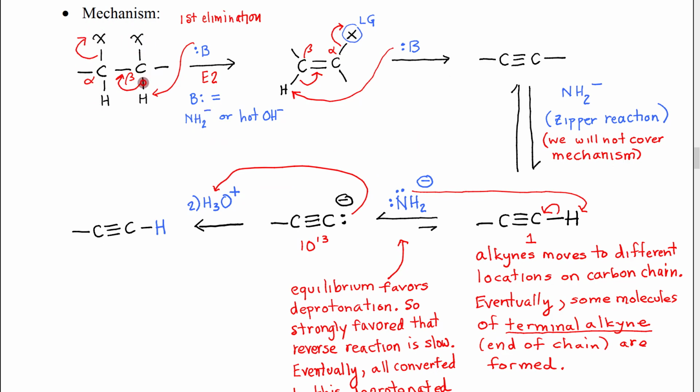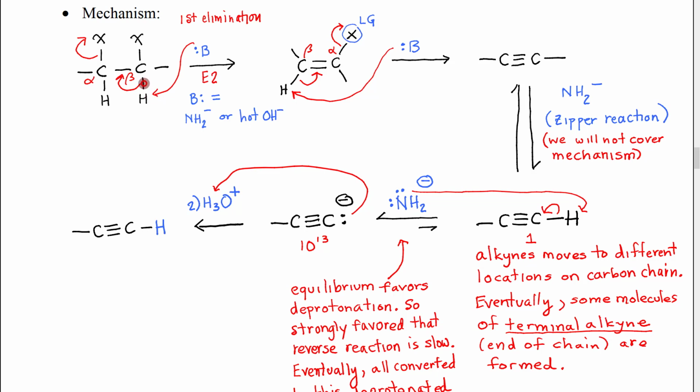We start with our substrate, and if we notice, our substrate has a halogen attached to one carbon, and then on an adjacent carbon, it has a hydrogen. So we have alpha carbon where the halogen is attached, and then beta carbon where the hydrogen is attached. This is terminology that we introduced when we discussed E2 elimination. We're going to put in our base. Our base could be amide ion or the hot hydroxide ion. The base is going to come over. It's going to deprotonate the beta hydrogen.